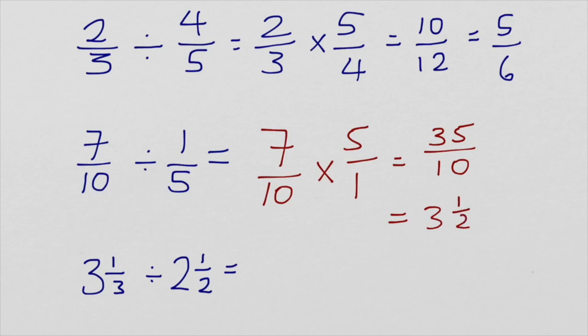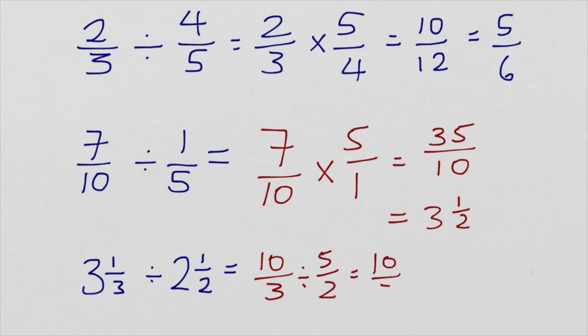And the third one, this is a little bit trickier with two mixed numbers, but let's give it a go. First of all, I'll just turn them into top-heavy fractions. 3 1/3 is the same as 10 thirds, divided by 2 1/2, which is the same as 5 over 2.